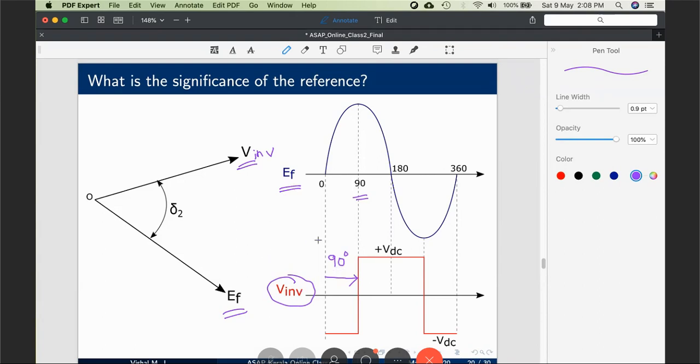How to realize that? Wait for the positive zero crossing, negative to positive zero crossing, this point. Once this passes, wait for 90 degrees more. Once 90 degrees is over, turn on S1 and S4. Once you turn on S1 and S4, wait for 180 degrees, then turn on S2 and S3. And this cycle repeats. So if you know your reference, then you can synthesize your output voltage at whatever phase you want. Hope the concept is clear.